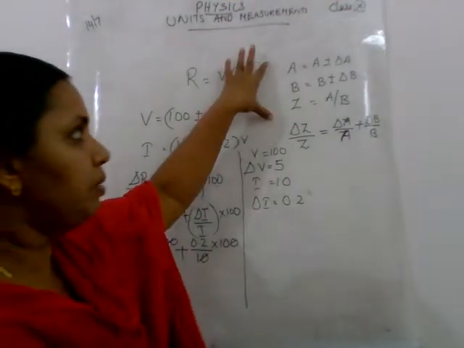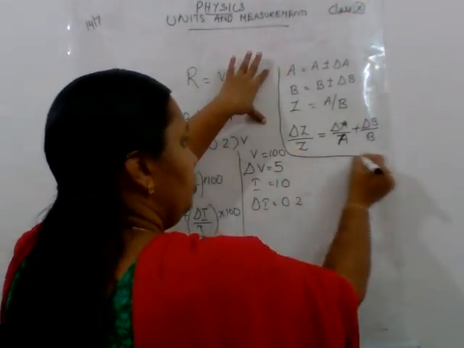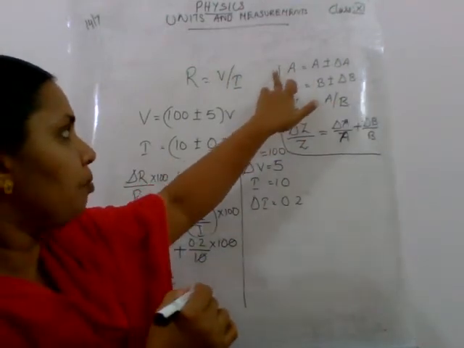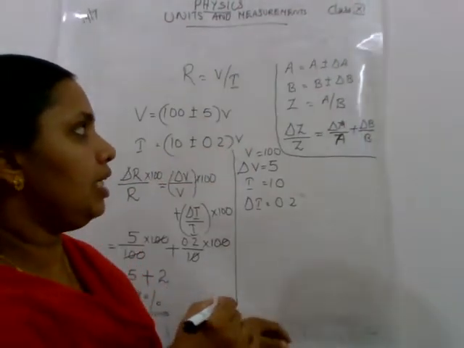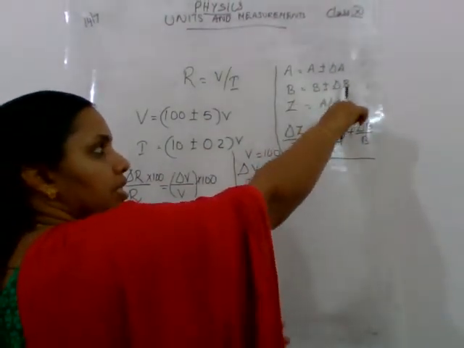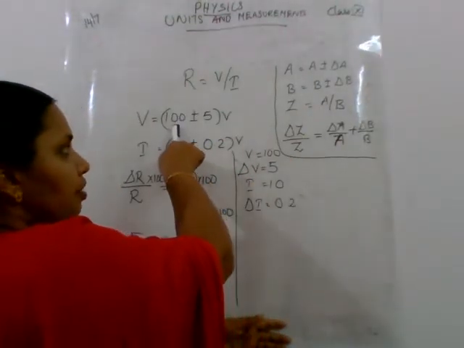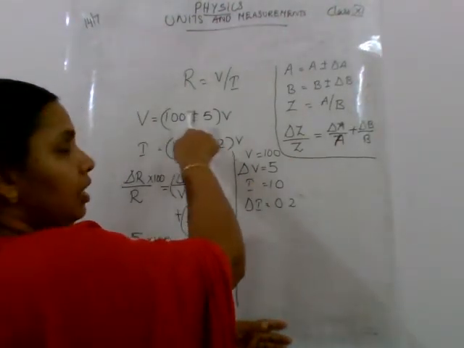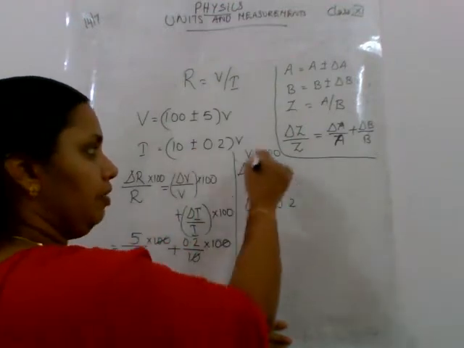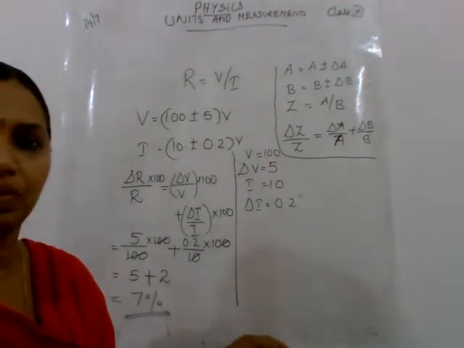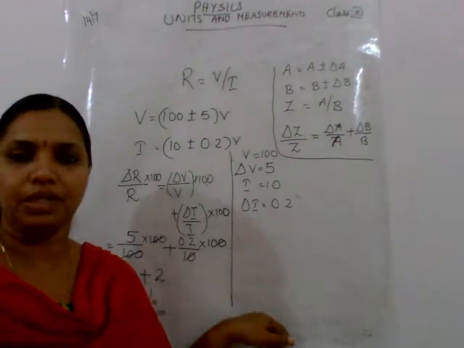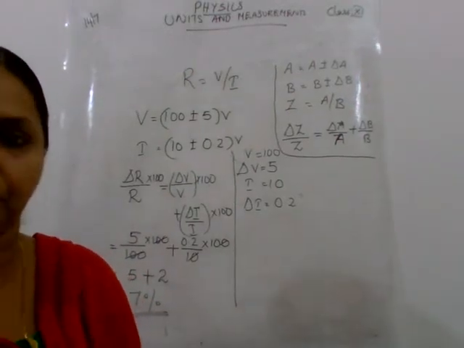Okay, so you have to remember this always. So we can compare it. This is the form: A is equal to A plus delta A, B is equal to B plus delta B. So here V is equal to V plus delta V. This is V and this is delta V. So use the equation and you will get the answer. It is 7%. Okay.